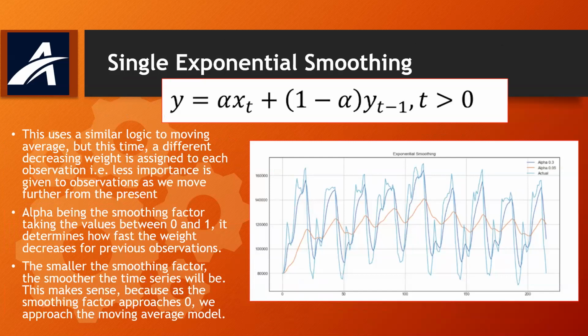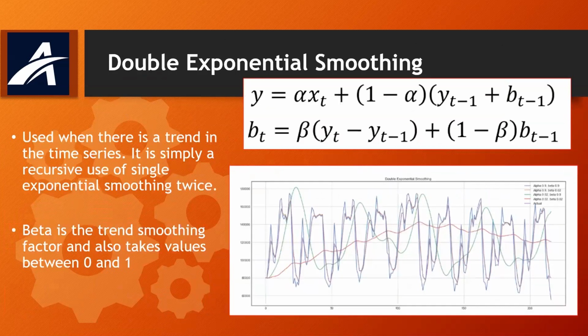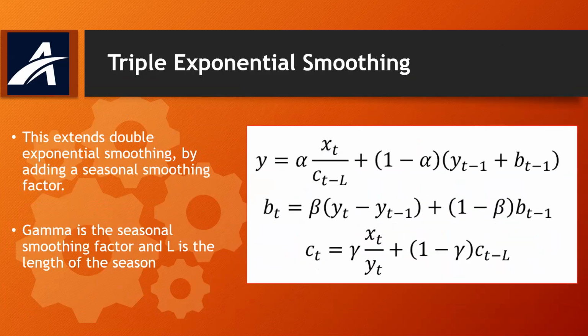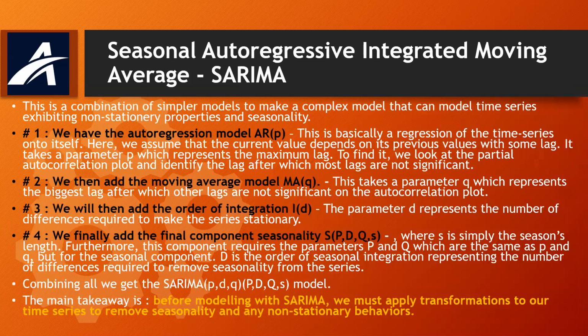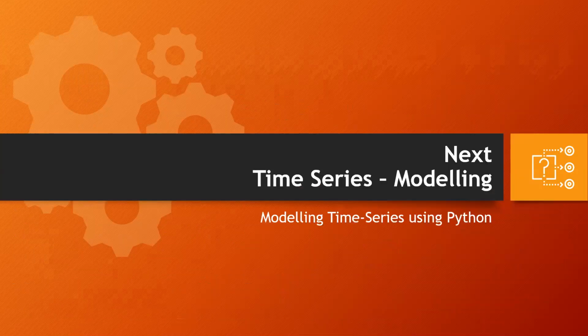Explanation of moving average, exponential smoothing, double. We also have triple exponential smoothing. We will pick one in our coding. We will use triple exponential smoothing. And SARIMA, the approaches and the different parameters for SARIMA. And I guess that would be it.